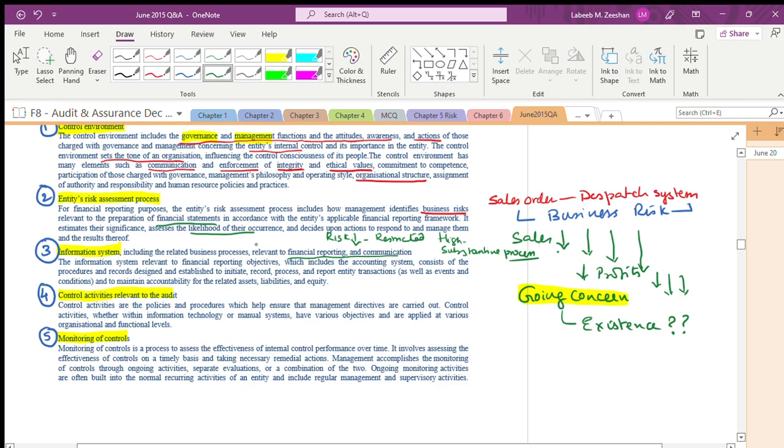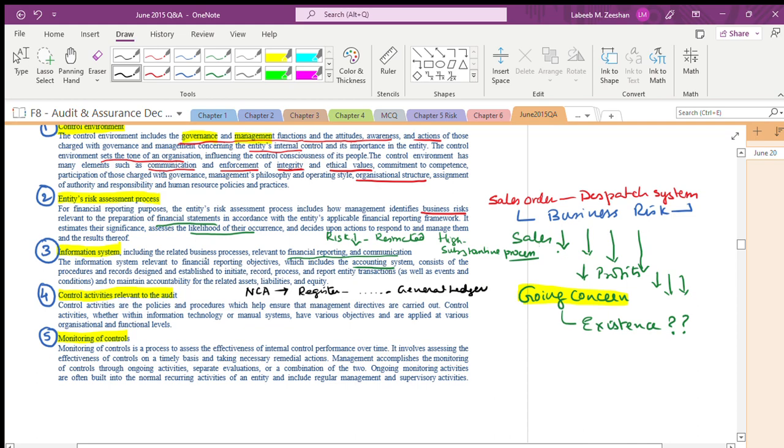What the information system talks about includes the accounting system, consisting of the procedures and records. Means when you are talking about the information system, the process should run from the beginning till the end. Now, I will just revise what I told you. Assume the example of the non-current asset register. It starts with the non-current asset register and ends up with the general ledger.